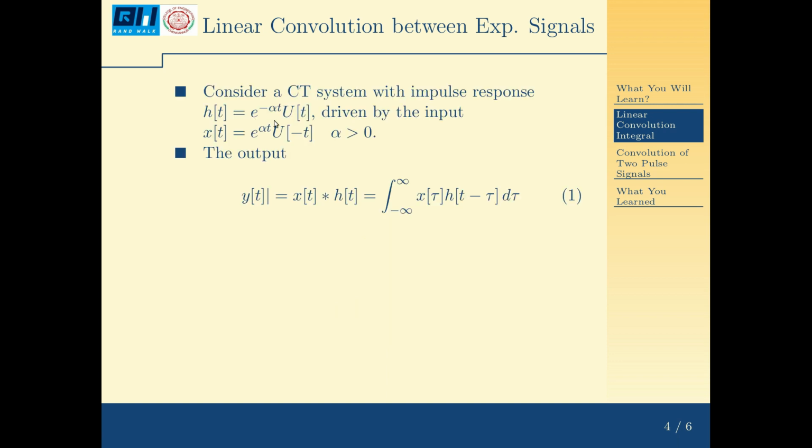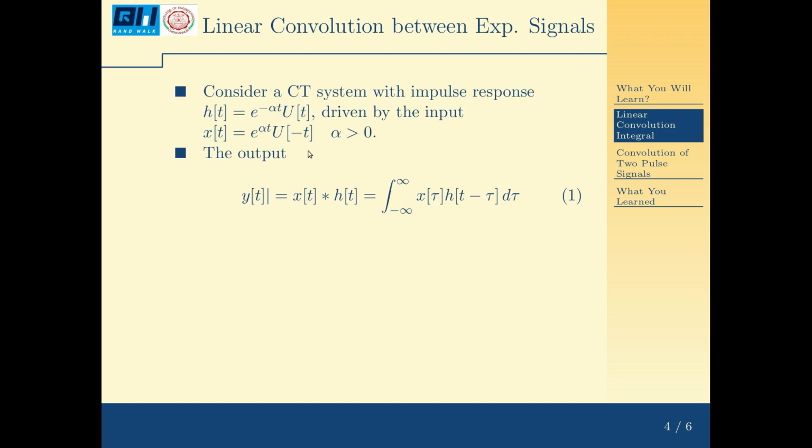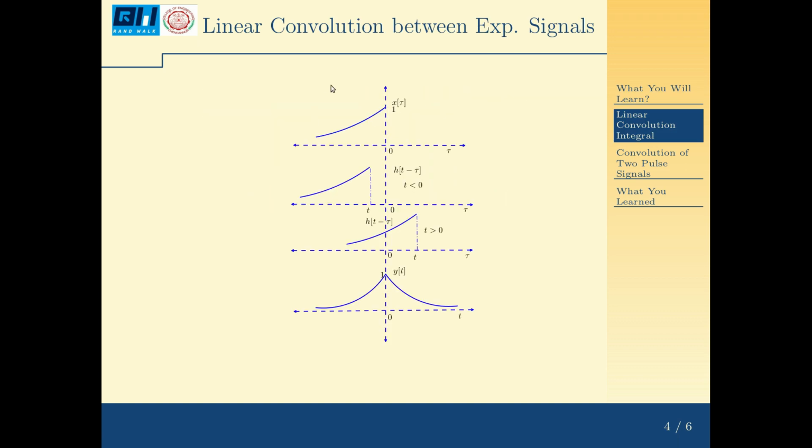And what is h(t)? e raised to minus alpha t u(t). So h(t minus tau) will be this. This is h(t minus tau), for t less than 0, e raised to minus alpha t. Because h(t) was originally this, h(minus t) will be the flipped version here. So this is for t less than 0, and this is for t greater than 0.